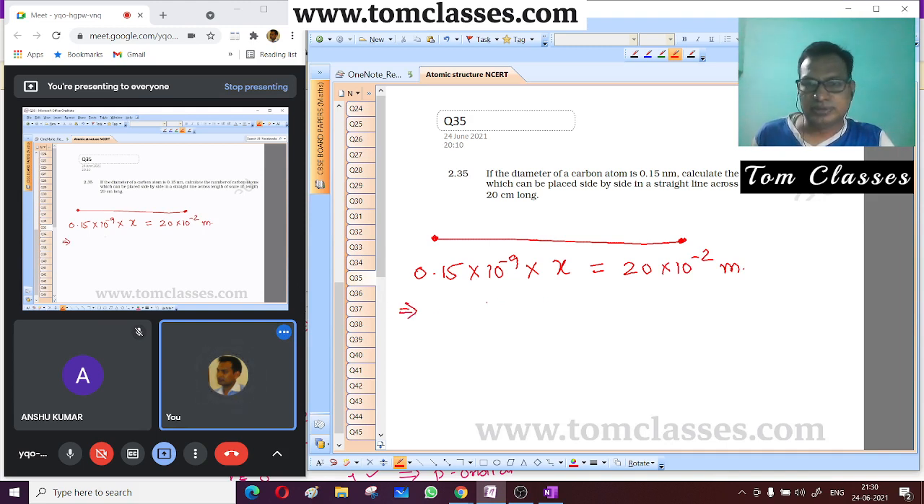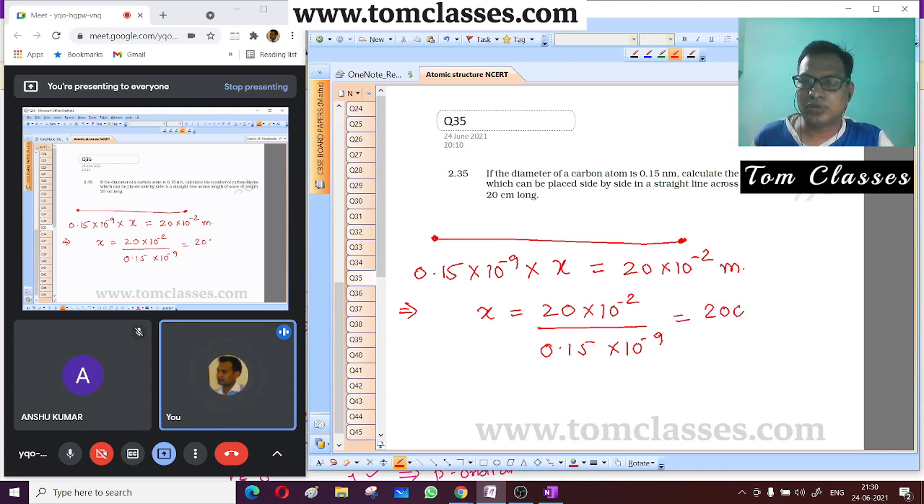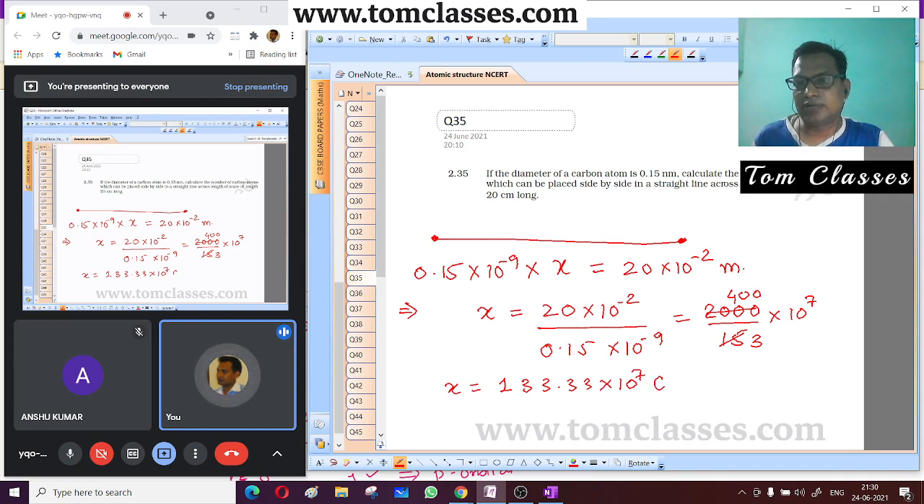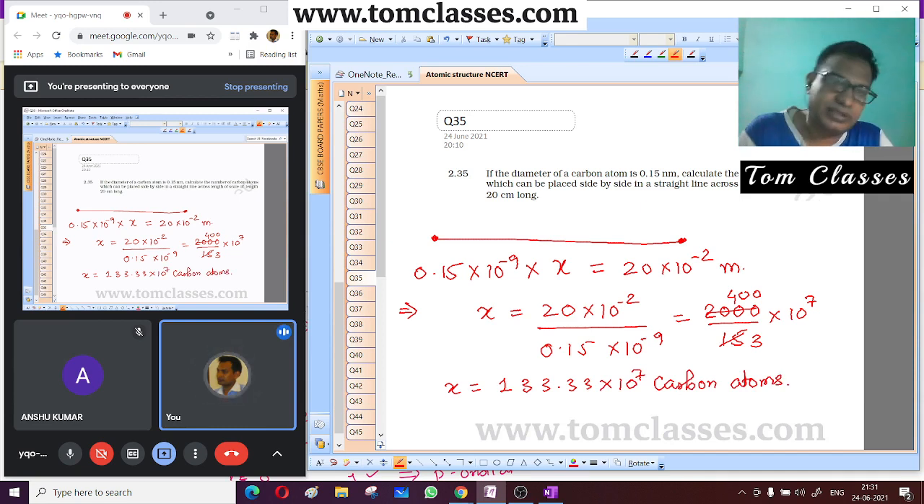So my x is going to be 20 into 10 to power minus 2 upon 0.15 into 10 to power minus 9, right? So you can say 2000 divided by 15 into 10 to power 7, these many carbon atoms. So this is 400 divided by 3. So x is going to be 133.33 into 10 to power 7 carbon atoms, right? So these many carbon atoms we need. Is that okay?